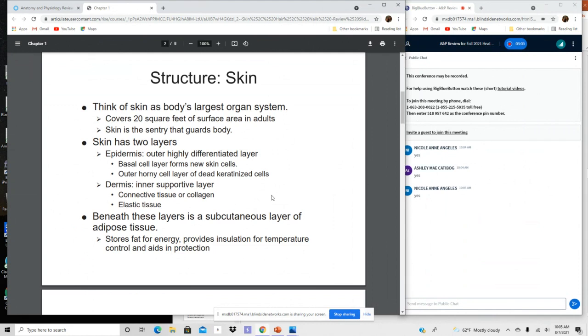The dermis is the inner layer. So, 2 layers of the skin: the outer is the epidermis, the inner is the dermis. The dermis is made of connective tissue, or collagen and elastic tissue. Beneath these 2 layers is a subcutaneous layer of adipose tissue. The adipose tissue stores fat for energy, provides insulation for temperature, and aids in protection.